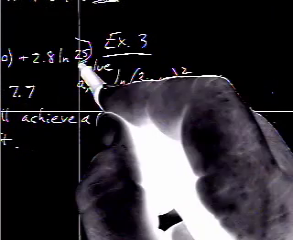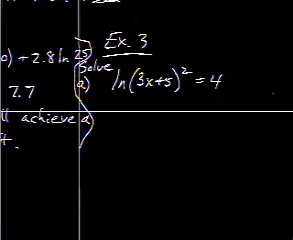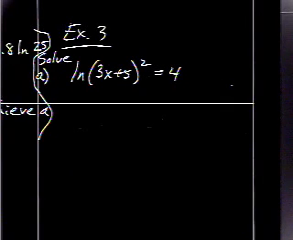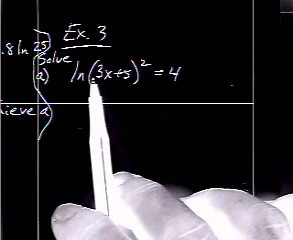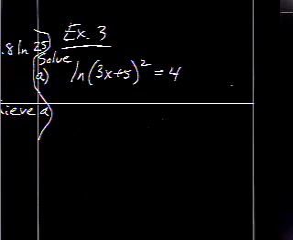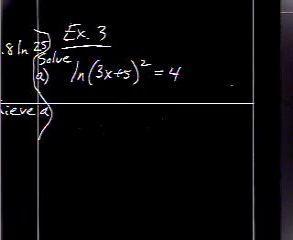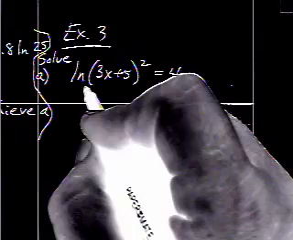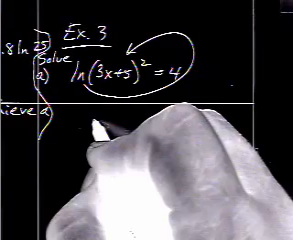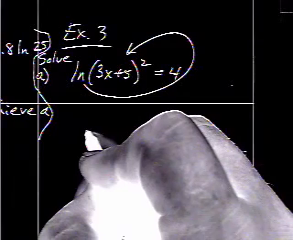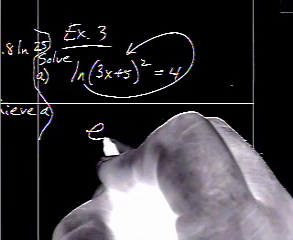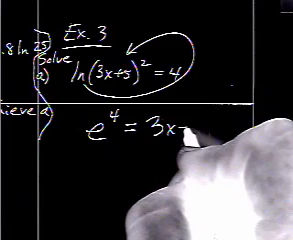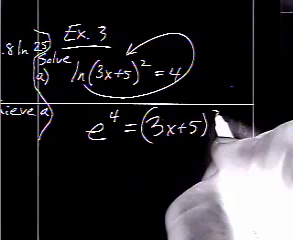Example 3 says the natural log of the quantity 3x plus 5 squared equals 4. Well, I've already got a single logarithm on this side, so that's nice. I can rewrite this, right? e to the 4th power equals 3x plus 5 squared.